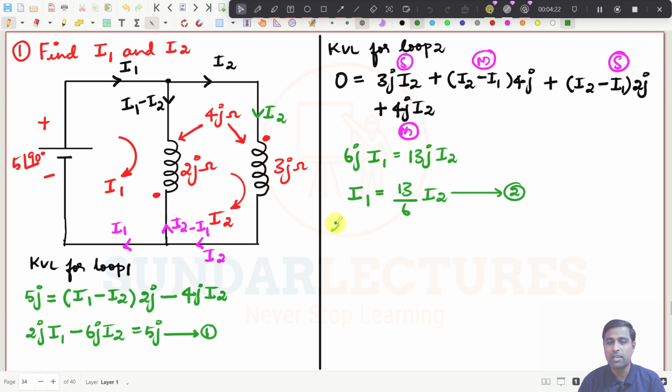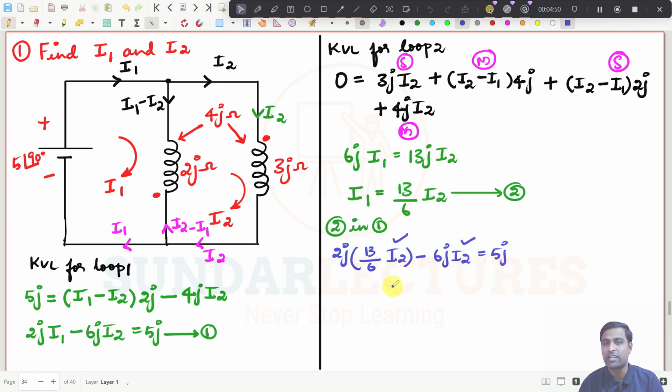Now substitute expression number 2 in expression number 1. What will you get? I will substitute these values now. So it is 2J, and for I1 I can put 13 by 6 I2, minus 6J I2, that is equal to 5J, right? If you simplify, only I2 is the term, and you can easily get the value of I2.